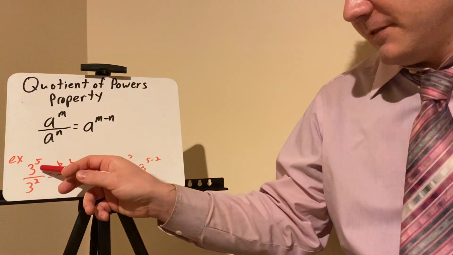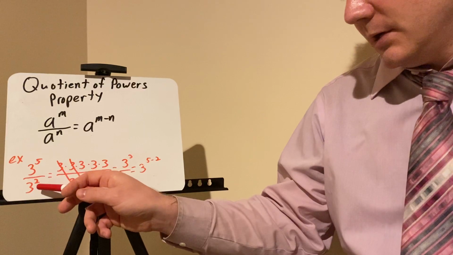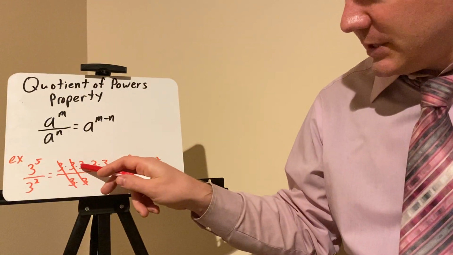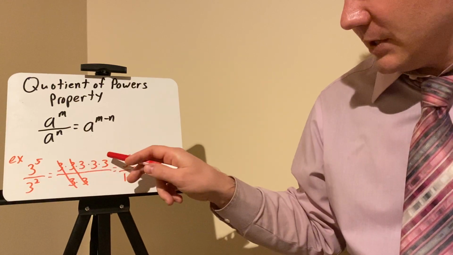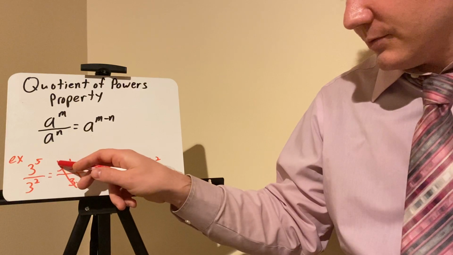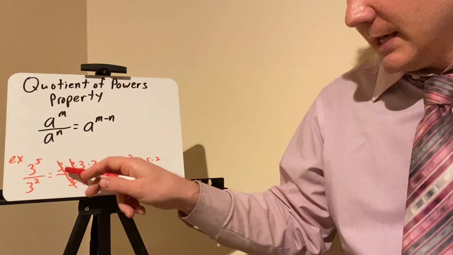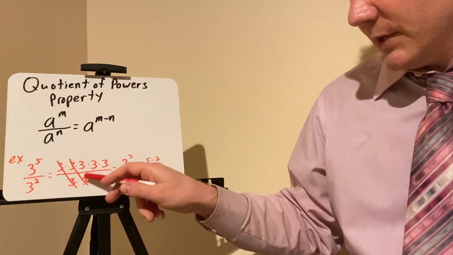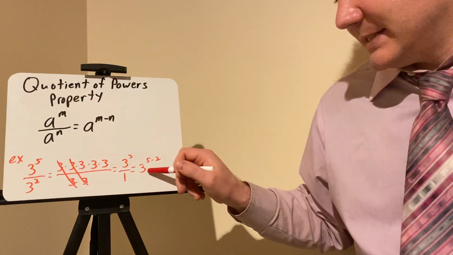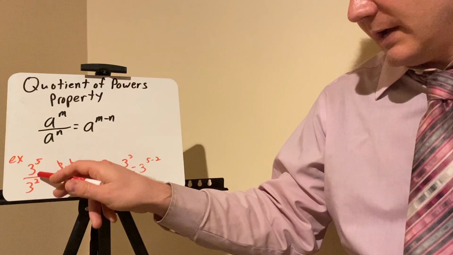So for example, if I have 3 to the 5th divided by 3 squared, or 3 to the second, you could write that as 3 times 3 times 3 times 3 times 3, so 5 3s, divided by 3 times 3. Now, you can actually cancel these out, because 3 over 3 equals 1, and this equals 1. So we end up with 3 times 3 times 3, or 3 to the third over 1, which would be the same as 3 to the 5 minus 2. So m minus n, 5 minus 2.